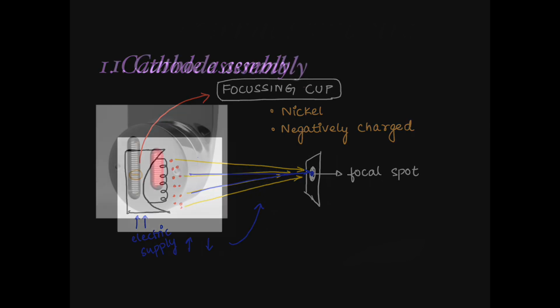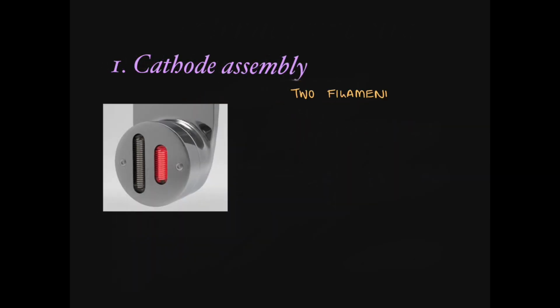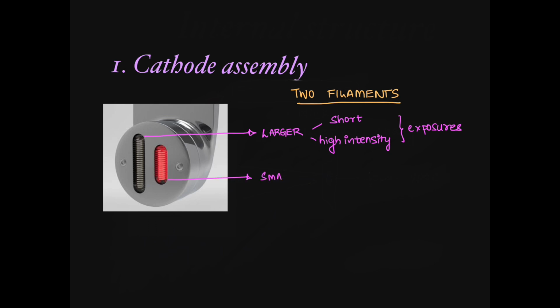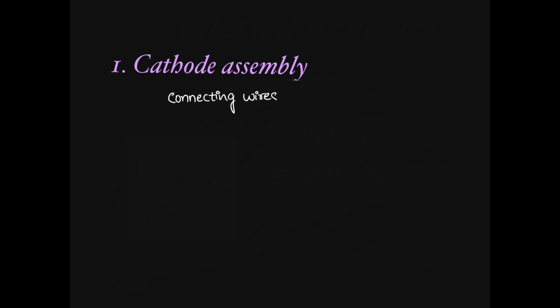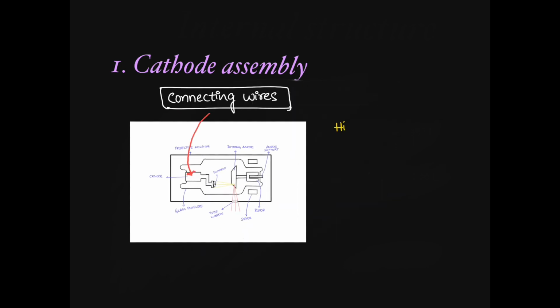The newer tubes have two filaments with two focusing cups. The larger filament is used for short and high intensity exposures, and the smaller filament is used when longer exposures are required with higher resolution. The focusing cup and filaments are kept at high negative voltage and the anode is kept at high positive potential. This helps electrons move from cathode to anode, which is called tube current. Coming to the last part, the connecting wires in the cathode assembly. They are insulated and provide high negative potential for the filament.